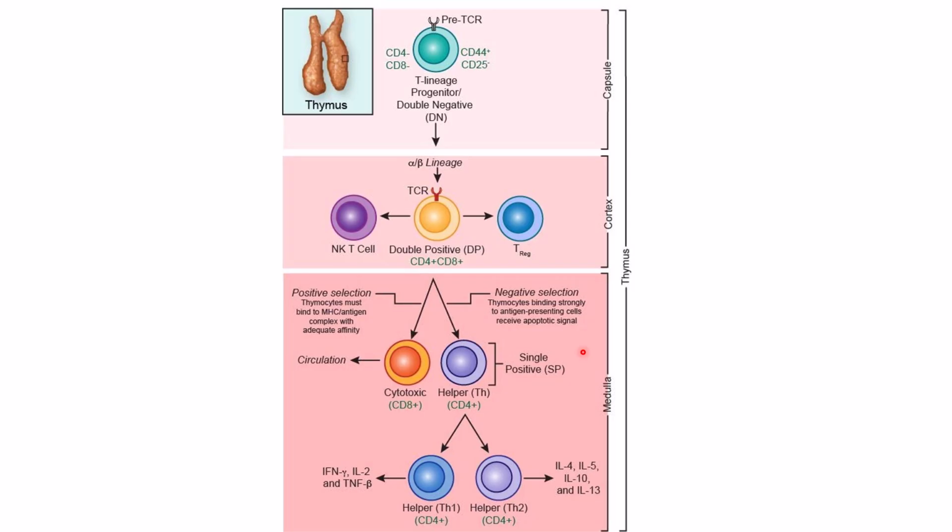So after this positive and negative selection, these thymocytes differentiate into single positive cells. Till positive and negative selection, they are double positive, that is, they have both CD4 and CD8 markers. Some of these T cells, after undergoing positive and negative selection, lose their CD4 marker and develop into CD8 positive cells. And some T cells lose their CD8 marker and develop into CD4 cells. The CD4 helper cells again differentiate into helper Th1 and Th2. So this is the general T cell maturation that takes place in the thymus.